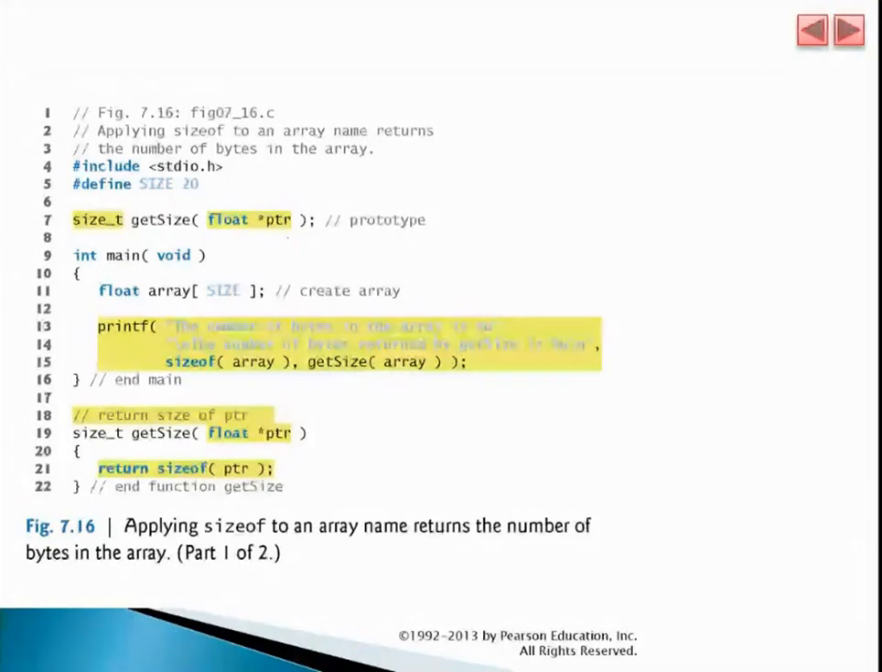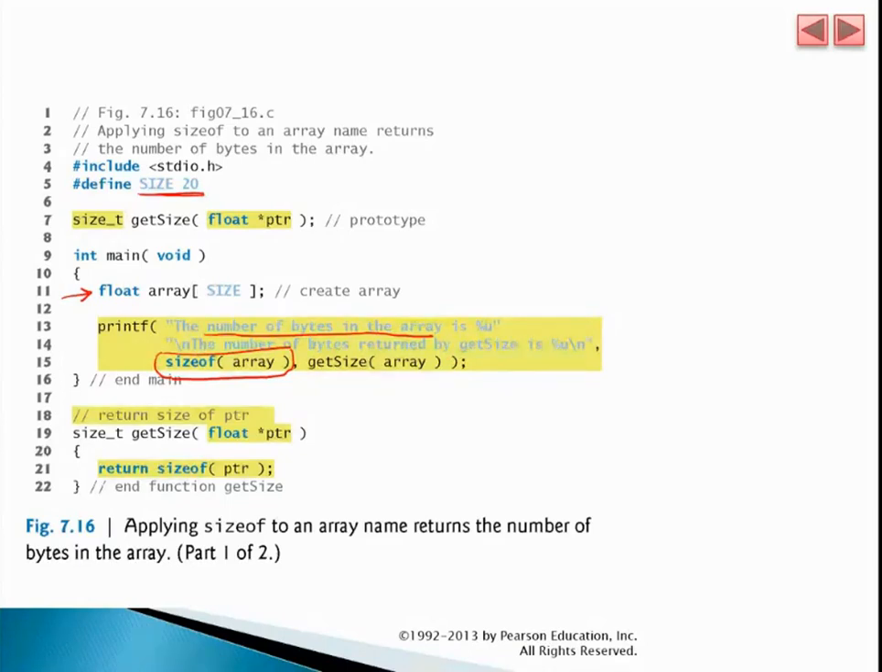Okay, this function will give us the size of whatever we pass inside it. Now there is an array of 20. Size is a symbolic constant. We have declared an array of size 20, and the data type is float. We are printing two things: the number of bytes in the array, given by sizeof array, and then the number of bytes returned by the get size function. We will see what get size will return.